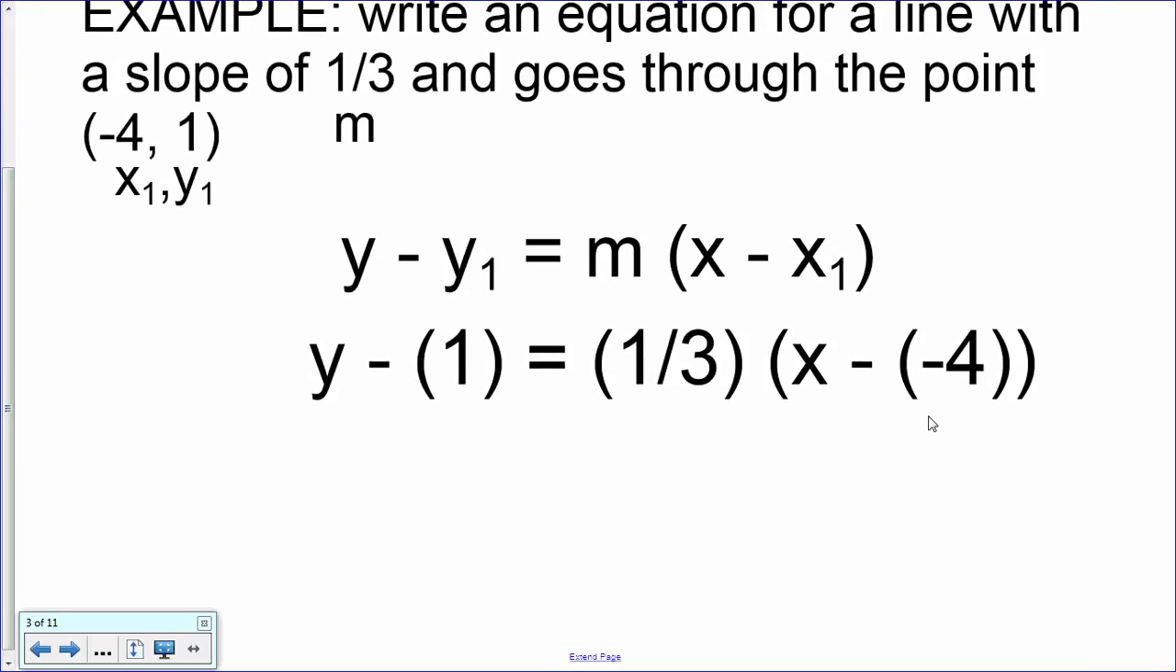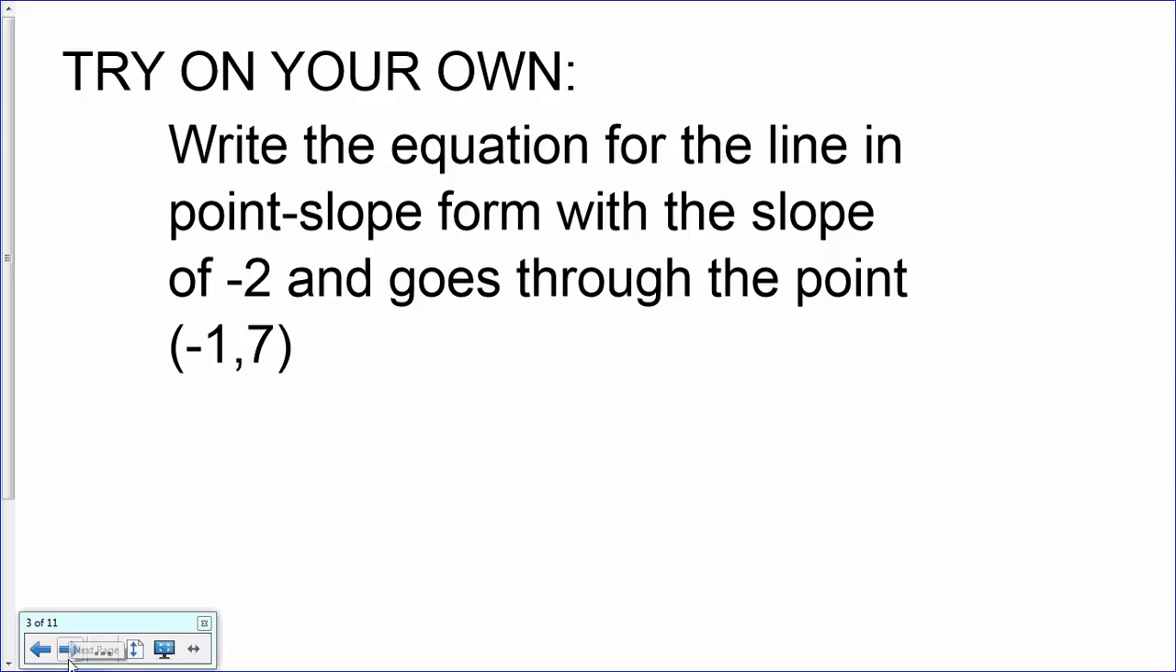So once I have this, I have a double negative, and I can get rid of all these parentheses that I don't need. I do need to keep these around the x's, though. So it really comes out to be y minus 1 equals 1/3 times x plus 4. It turns into a plus because I have minus a negative, which really means I'm adding. Okay? So that was the nice way.